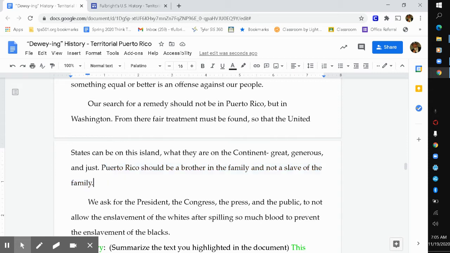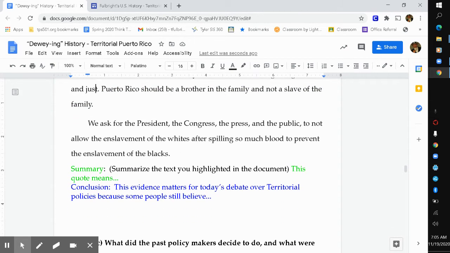How should Puerto Rico be treated? What does this sentence mean? We ask for the President, the Congress, the press, and the public to not allow the enslavement of the whites after spilling so much blood to prevent the enslavement of the blacks. When he wrote this letter, it's only 35 years after the Civil War, where we ended slavery. What is he saying is happening to the white of Puerto Rico? He's comparing this civil status, this territorial status of Puerto Rico as enslavement.